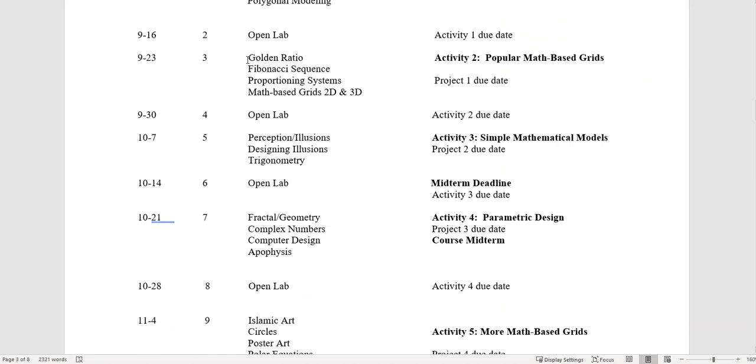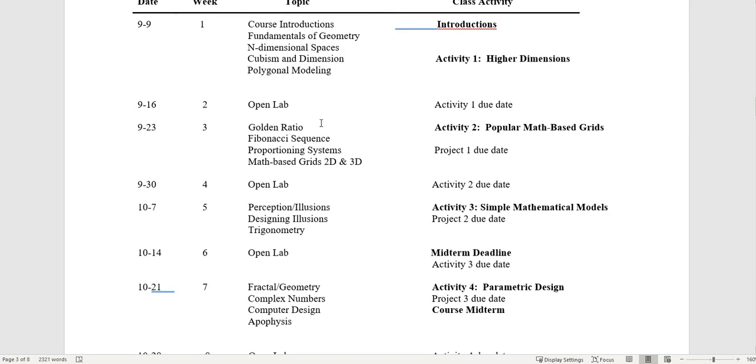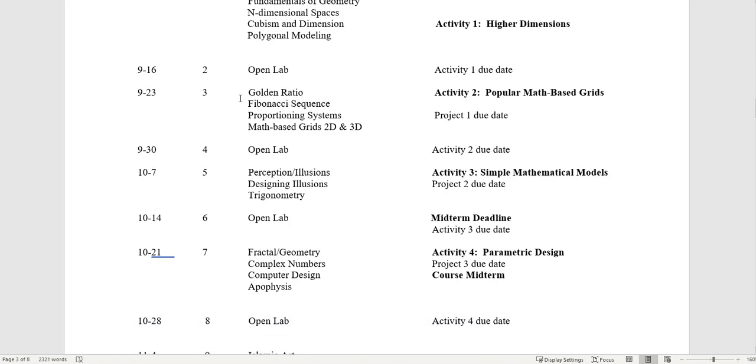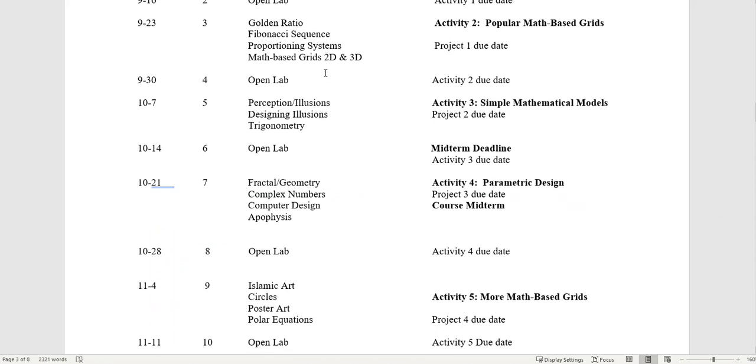The second topic is not just the golden ratio that it says here, but it has to deal with proportioning systems. And that is the focus of this. So math-based grids, designing those, and using those to create visuals in 2 and 3 dimensions. And then we'll work on completing that the next week. And you'll see the due dates for the project 1 activity.